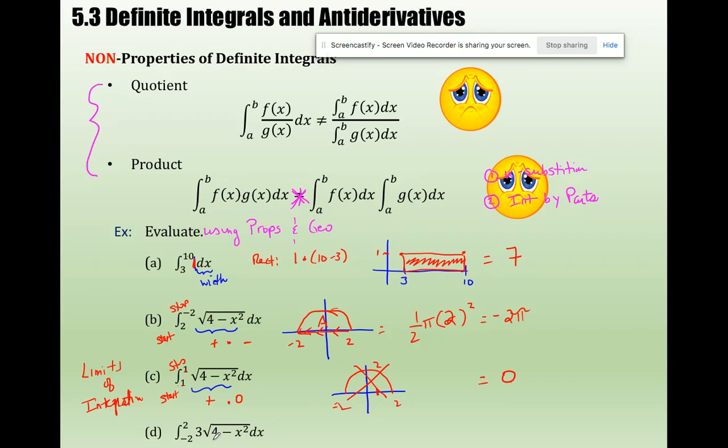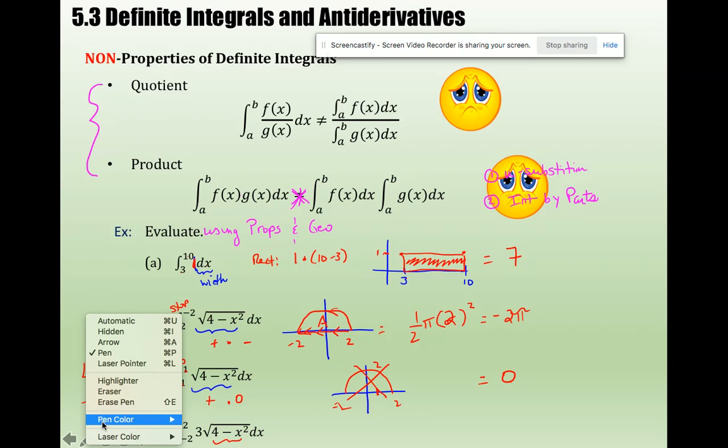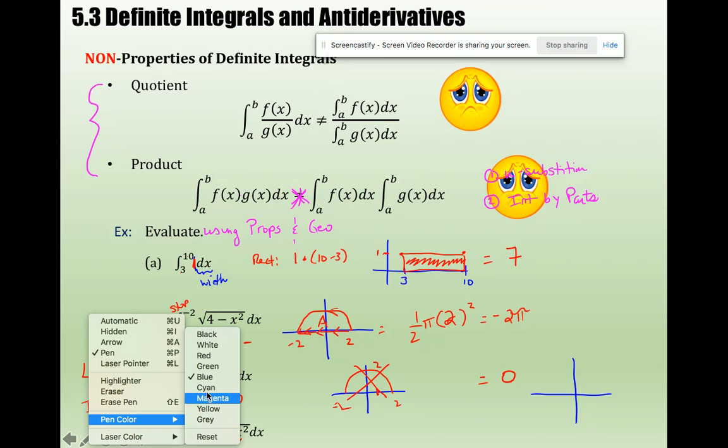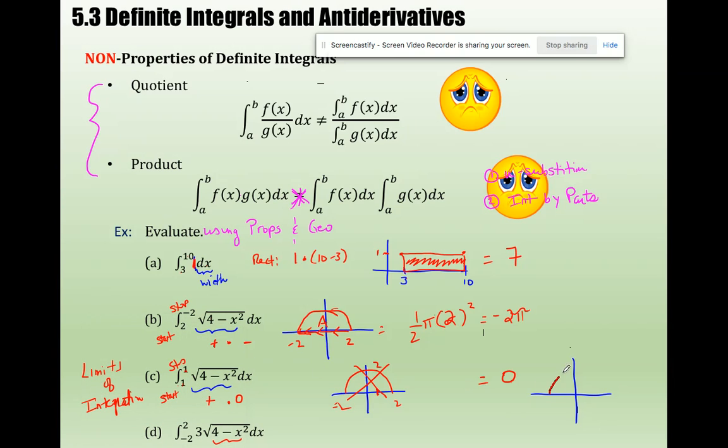How about the last one? Integrand is still the semicircle above the x-axis. Oh wait, no, it's not just the semicircle. It's 3 times the semicircle. Crap. Oh wait, that's a constant multiplying that. Osmosis. Take the 3 outside.